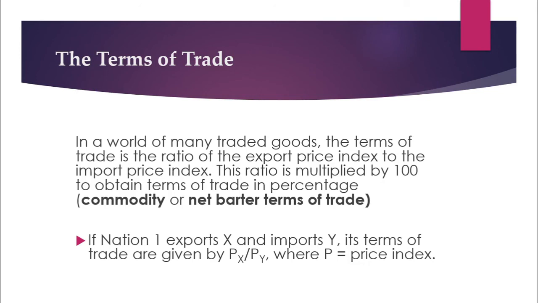So we can say if nation 1 exports commodity X and imports commodity Y, then terms of trade are given by Px by Py, where Px is the price index of X divided by Py, the price index of Y. This is the definition of terms of trade.